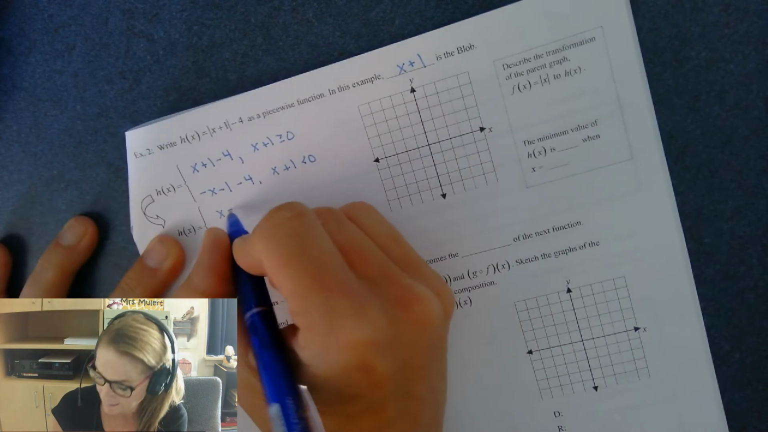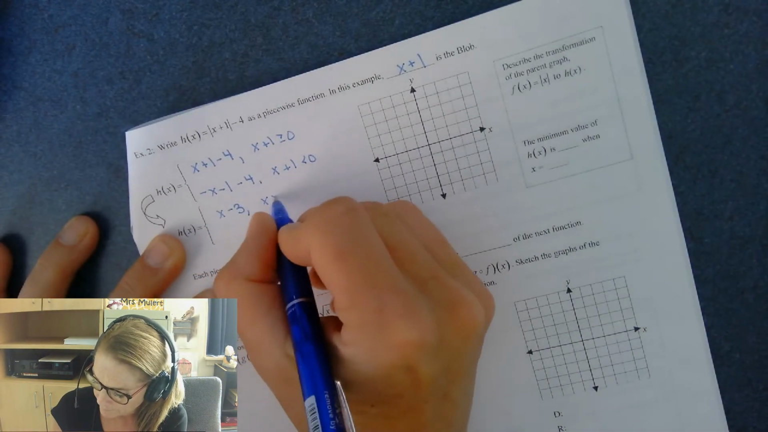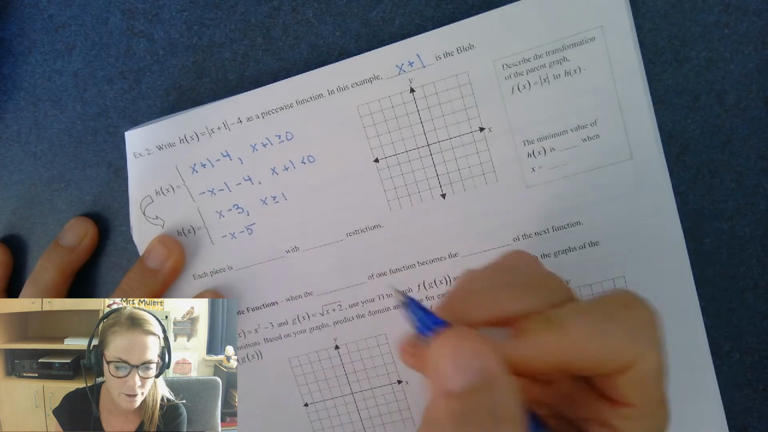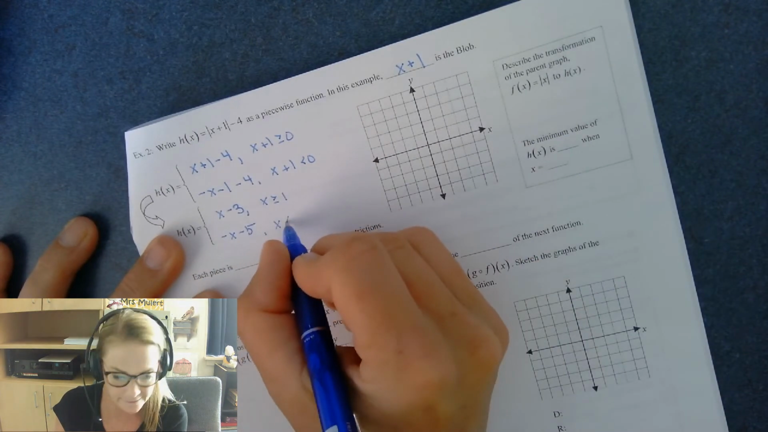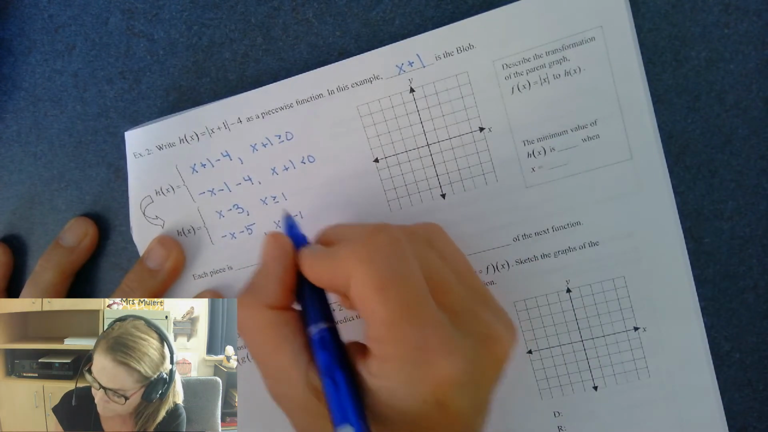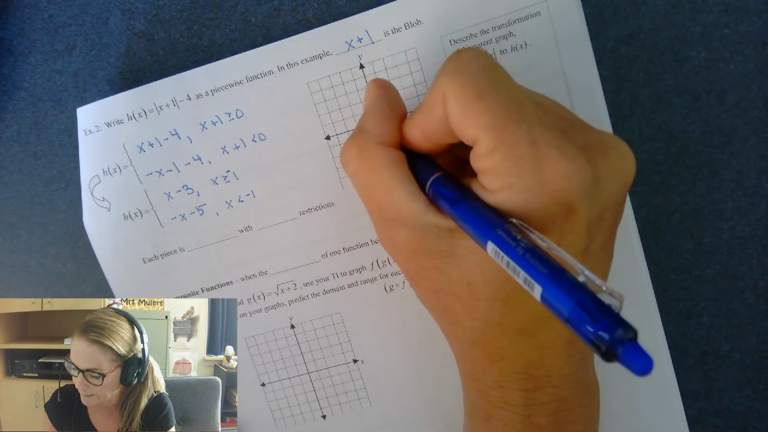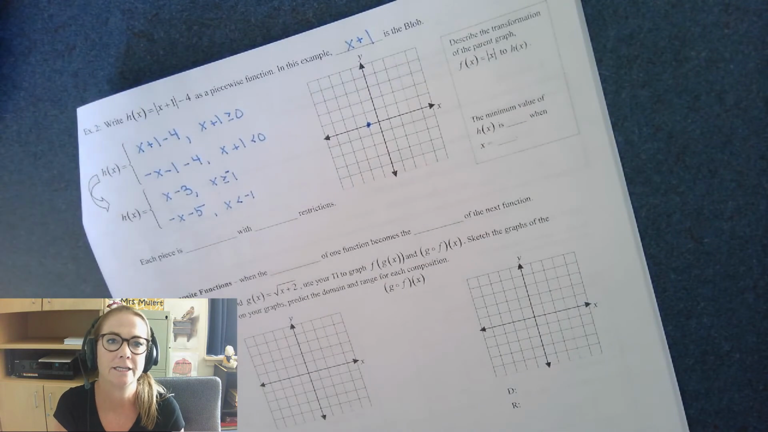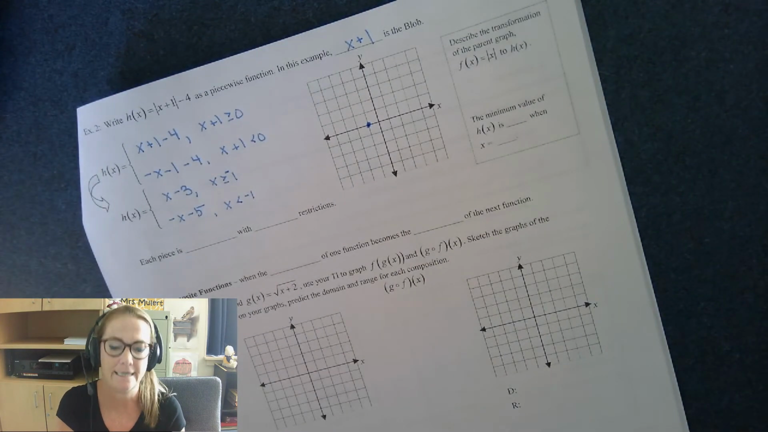So this is x minus 3 for x greater than or equal to -1, and this is negative x minus 5 for x less than or equal to -1. Oh, I didn't really write my negative there. Okay, so again, -1 is a pretty big place where the rules are going to change. So let's see what happens at -1.